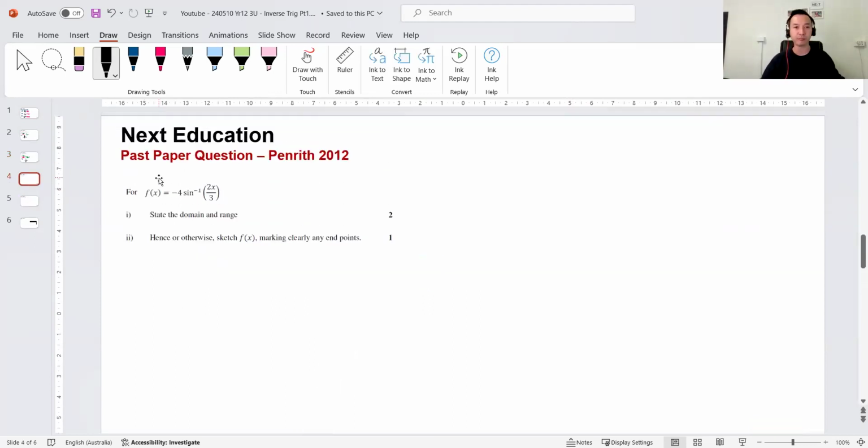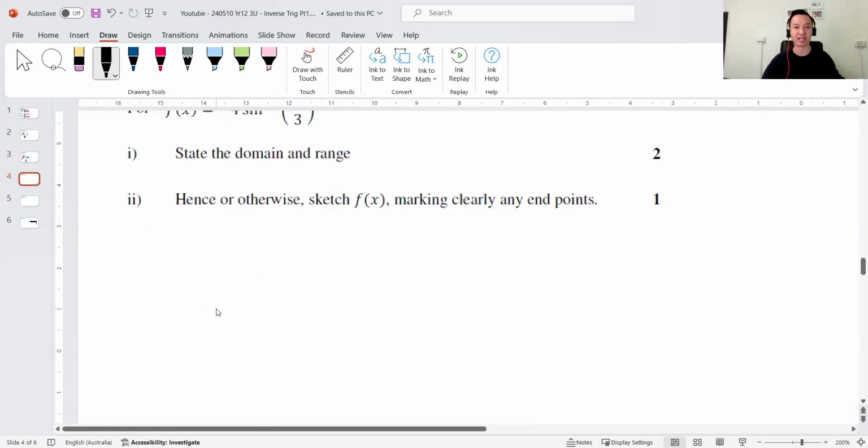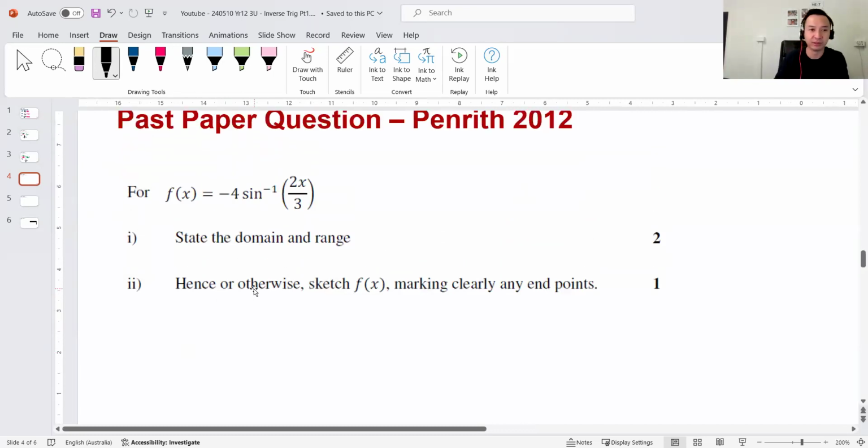Another one. What's this? Penrith. Okay, cool. Now this one here has just a little bit of a catch that I want to demonstrate, but the same 2 questions, can you see? And that catch is that negative in front. So just be careful with that. So part 1. So once again, domain, range. So y equals negative 4 sine inverse 2x on 3.